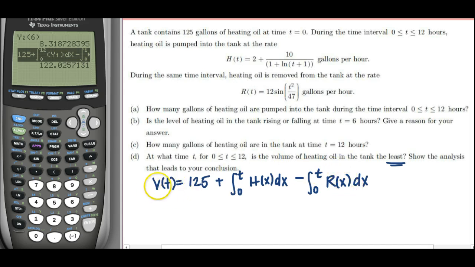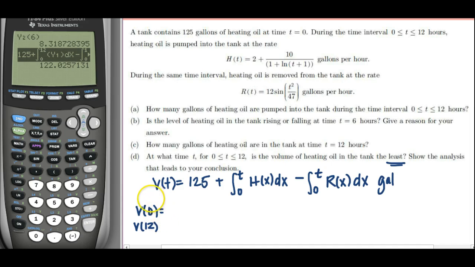So this function v is now representative of the total amount of heating oil in the tank at any time t. So the units of this function are in gallons. And in order to find the minimum, we're going to need to check the endpoints and the critical points. So the endpoints are 0 and 12. So we need v of 0, the amount of oil in the tank at time 0. We're going to need v of 12.